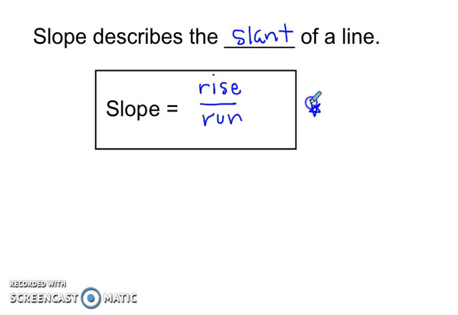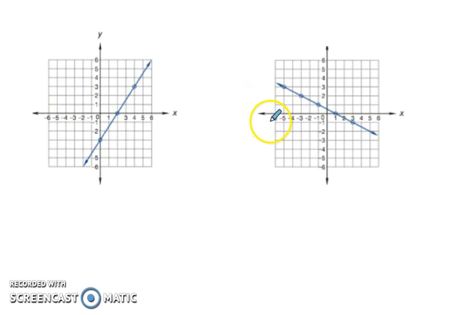This is a really key idea. You're going to see this in algebra all the time. It has a lot to do with graphing lines. So slope is equal to the rise over the run. We're going to look at a line and we're going to calculate the slope using the formula rise over run.